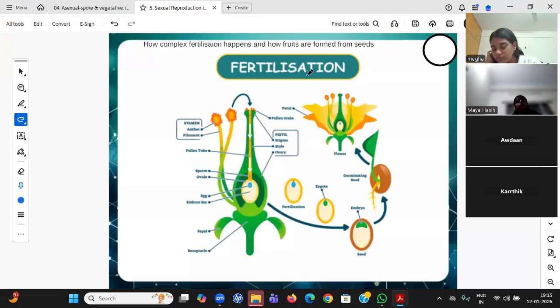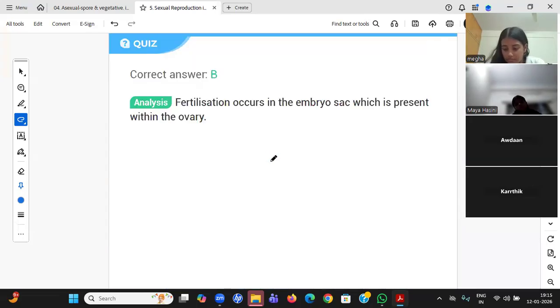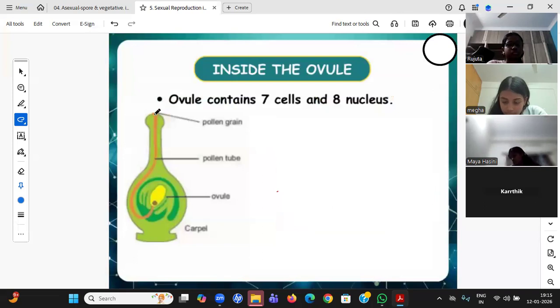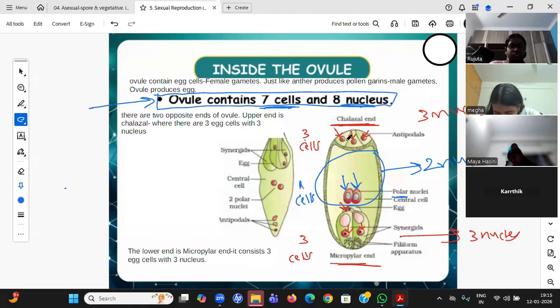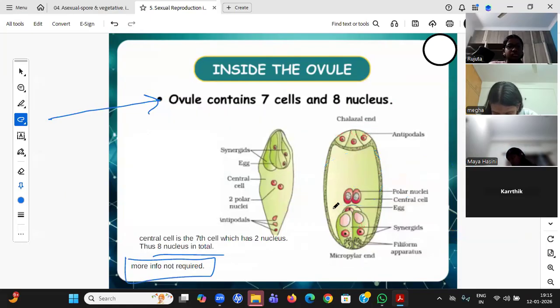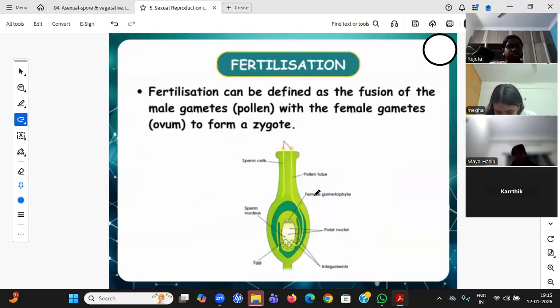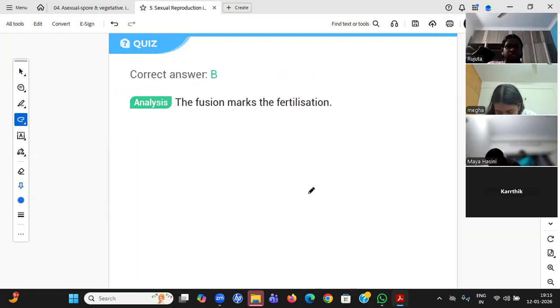Okay, we'll stop it here. In the next session, we'll see how fertilization happens. Till now, what did we learn, students? We have learned that the pollen grain has reached the ovule, and we also learned what is inside the ovule. Now let us see which cells the pollen grain mixes with. We have 7 cells here. Which cell it gets mixed with and how fertilization happens, we'll learn in the next session.